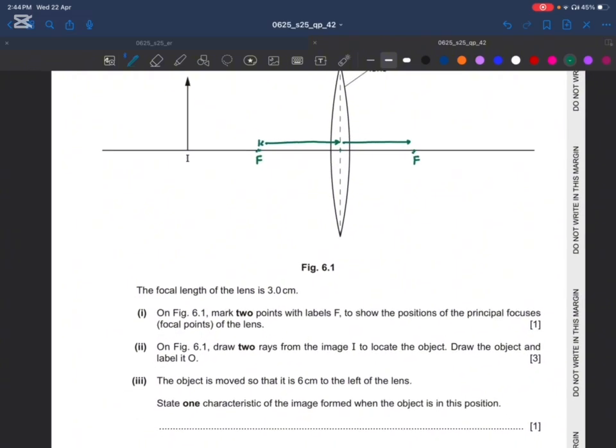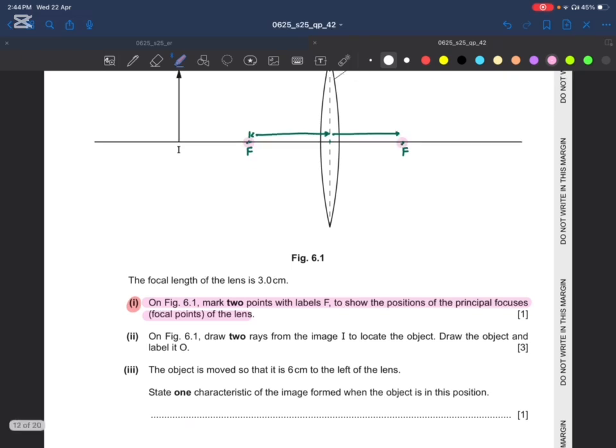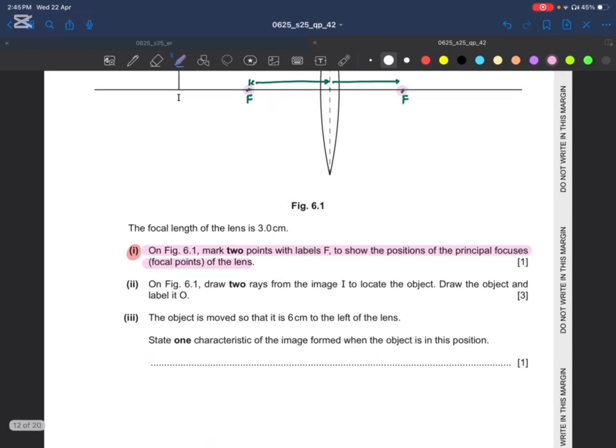So now what they are saying in part 1: on figure 6.1 mark 2 points with the labels F to show the positions of the principal focuses, the focal points of the lens, which I have actually already marked over here. And then the second part: on figure 6.1, draw two rays from the image to locate the object. Draw the object and label it O.